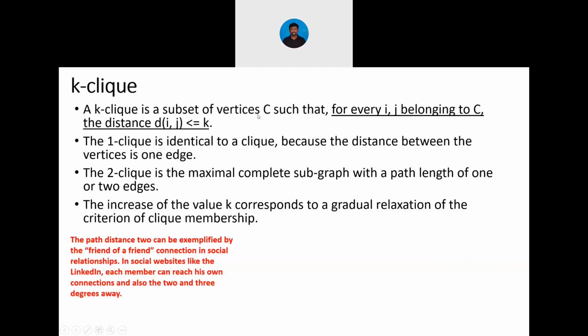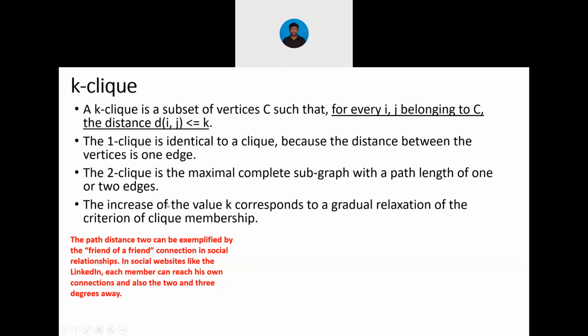A k-clique is a subset of vertices. For a particular subgraph, I'm going to derive the subset of vertices such that for every i comma j, the nodes present in that network belonging to C, the distance d of i comma j is less than or equal to k. For example, a one-clique is identical to a clique, similar to the complete graph. A two-clique is the maximum complete subgraph with a path length of one or two edges.